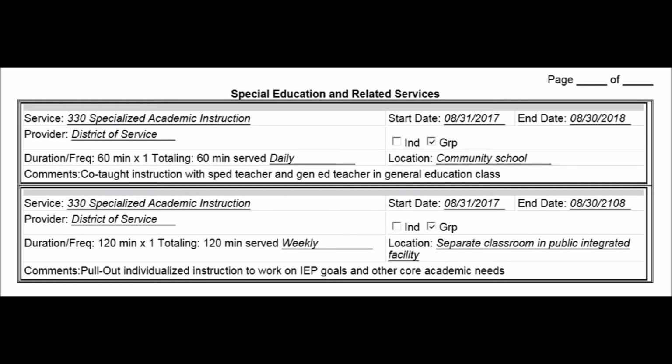Jane also receives pull-out specialized academic instruction 120 minutes weekly in a separate environment. During this time, Jane and the education specialist work on Jane's individualized goals, and on assignments from her core classes.